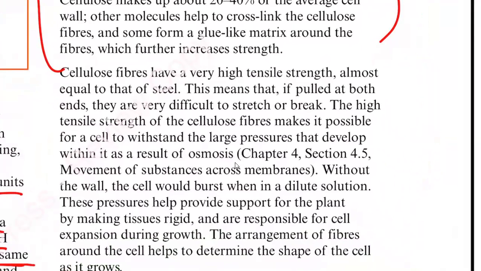So the meaning of this word is that if we say that a substance has a very high tensile strength, it means that if we pull that substance from both ends, it will never break. Okay, so this means tensile strength, and this strength is almost equal to that of steel. What makes cellulose have a high tensile strength? The large number of hydrogen bonds which are found intramolecularly and intermolecularly.